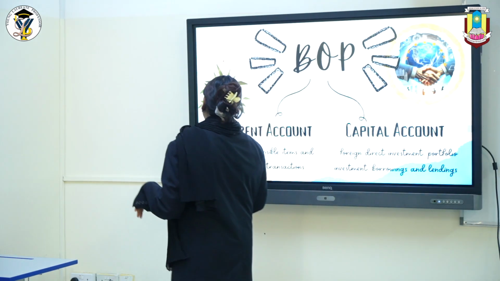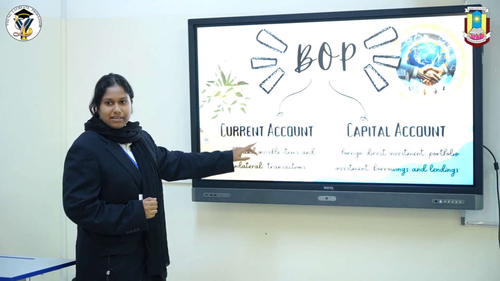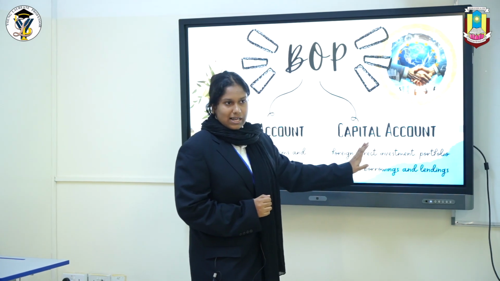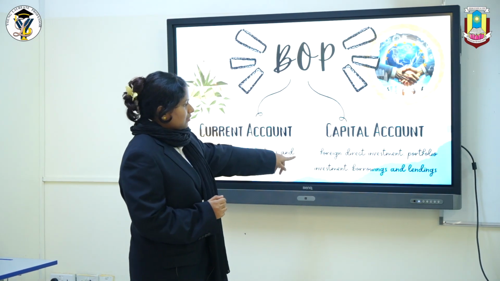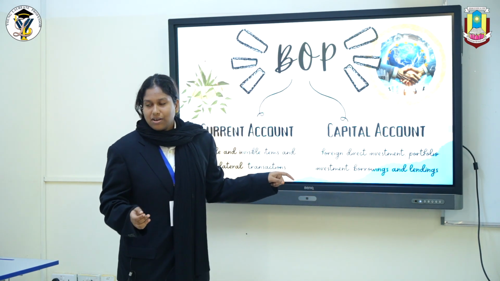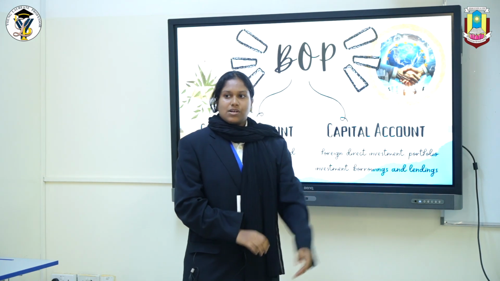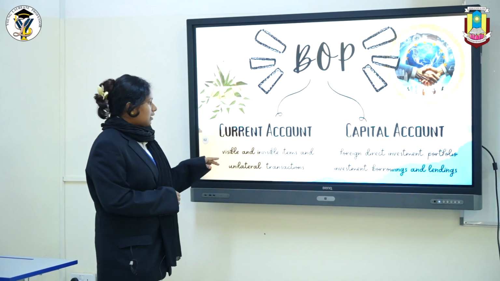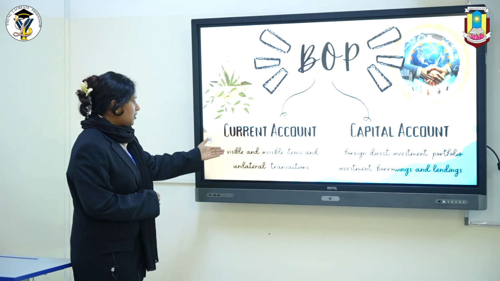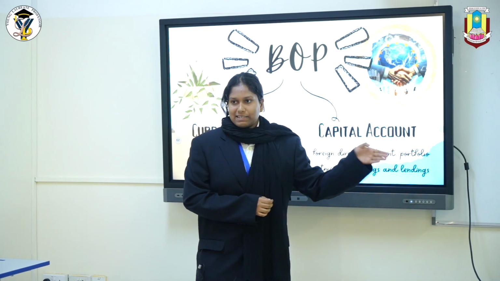So, I have written here visible and invisible items and unilateral transactions. It does not include any item of capital nature, while capital account includes all items, and foreign direct investment, which is FDI, portfolio investment, we also call it FII, foreign institutional investment, is also included, and then borrowings and lendings. So, allow me to explain each of these components of the accounts to you. I already explained visible, invisible, and unilateral transactions. So, let's move on to FDI, foreign direct investment.